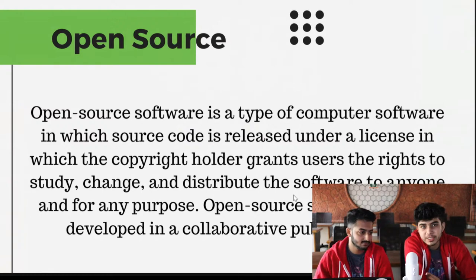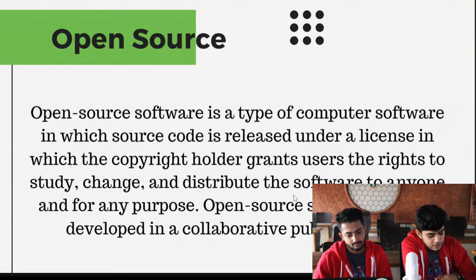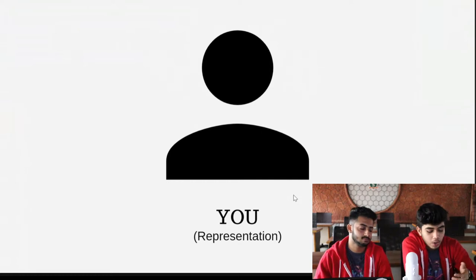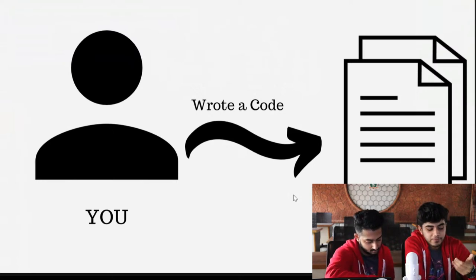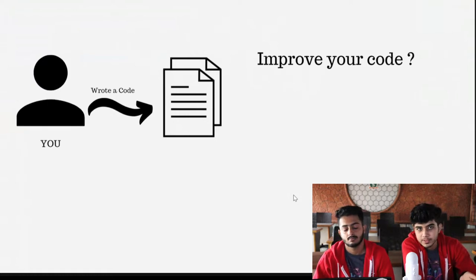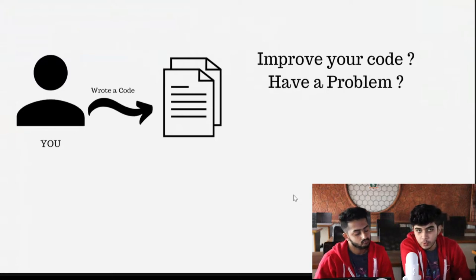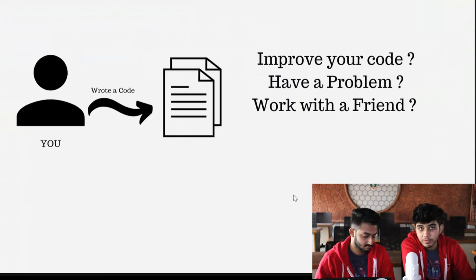Before we get into Git, we all need to understand what open source is. Let's say that this is you, and you are working on a code. Whenever you write code, there is always some room for improvement. What if you want to improve your code? Or let's say you have a problem with your code, which I think most of us face every day. As students, this is our daily scenario of facing problems. Or let's say that you want to work with a friend.